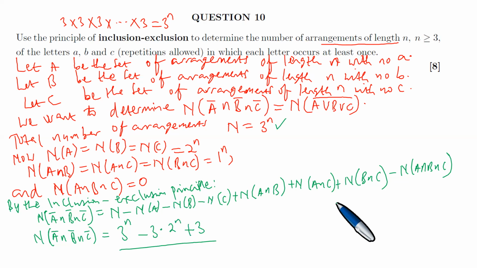Okay, if you use the principle of inclusion and exclusion, just passing through this once more, to determine the number of the arrangements of length n greater or equal to 3. Okay, obviously n greater or equal to 3 because now we're dealing with 3 symbols and repetitions are allowed, in which each letter occurs at least once.